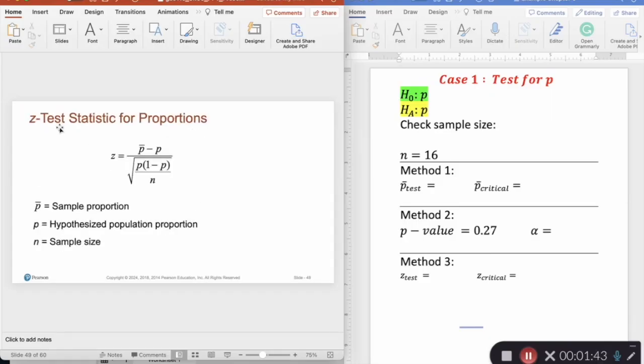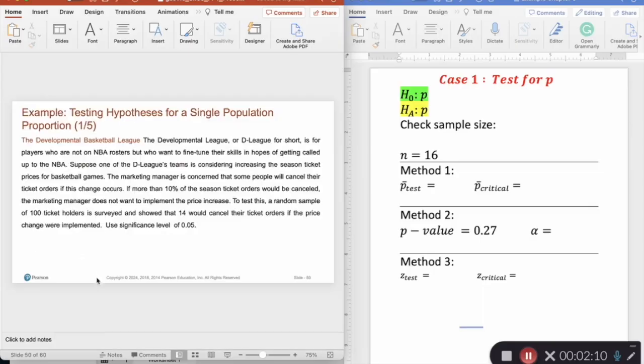Before the example, this is the z-test statistic for the proportion: p bar, which is equivalent to x bar, minus p, which is equivalent to mu, divided by the standard deviation of the proportion, which is the square root of p times 1 minus p, divided by n. So p bar is the sample proportion, p is the hypothesized population proportion, and n is the sample size.